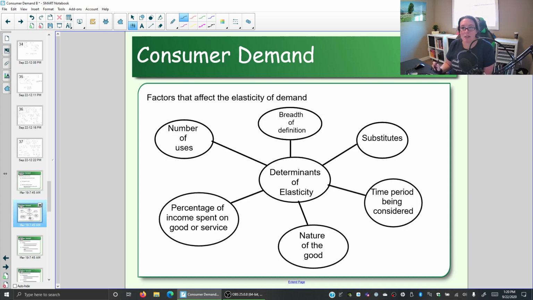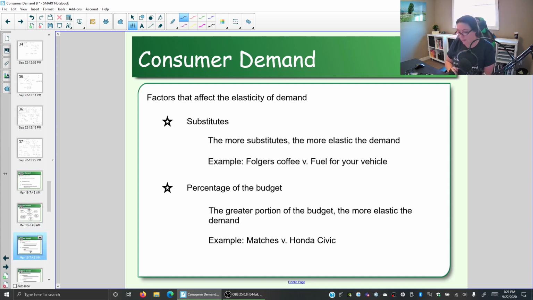There are 6 of what we call determinants of elasticity. These determinants of elasticity make something more elastic or inelastic because a particular good or service can have a different number of substitutes, a different nature, a different number of uses. That's what creates this continuum, because one determinant might push it more elastic, another determinant might push it more inelastic. So let's break it down and look at these individually.